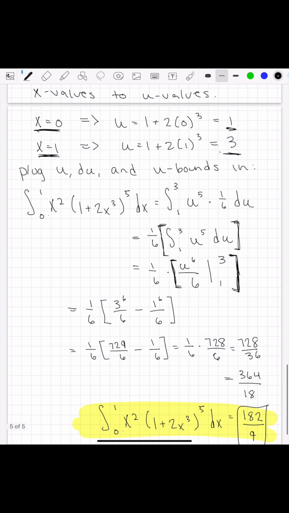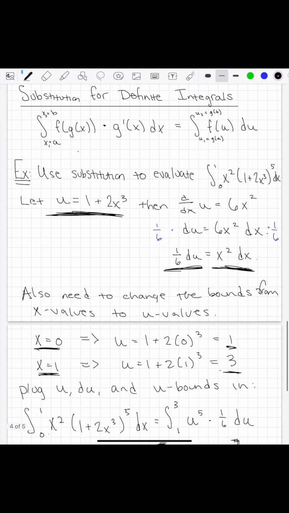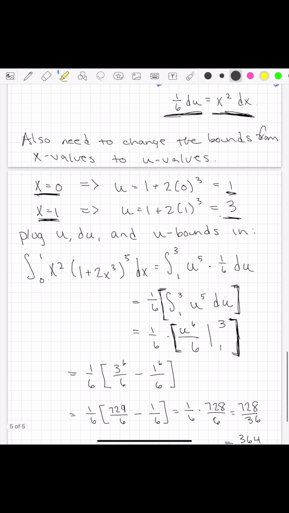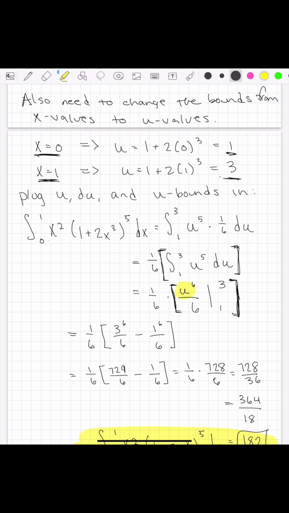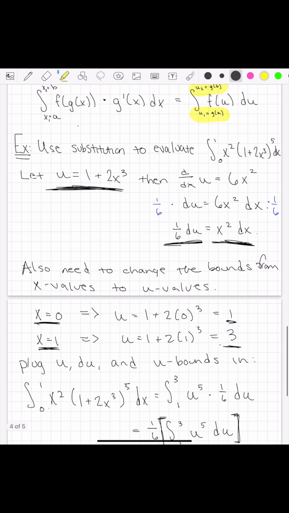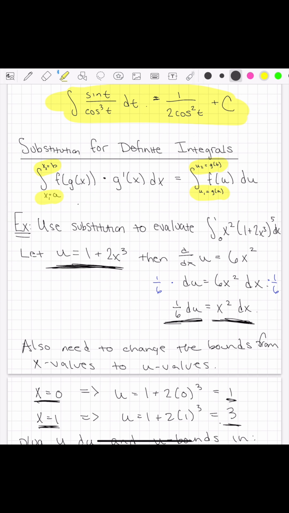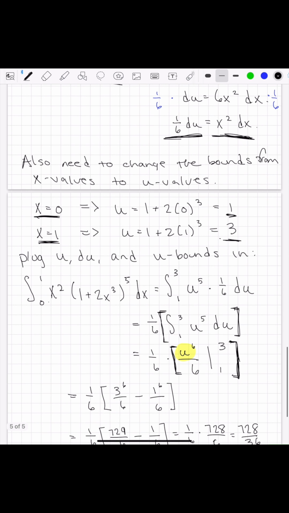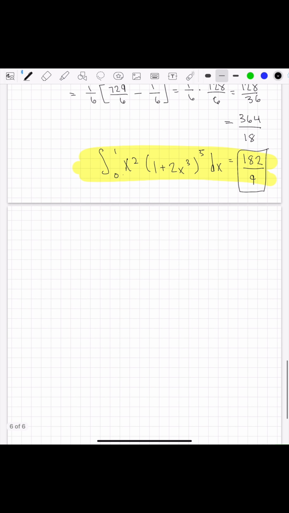Okay, so let's talk about another way you can do this, right? Either you can transform the bounds into u bounds and plug them in for u, or you can keep them as x bounds and wait until you turn the equation back into an x equation to plug in the bound. I'm going to do that in the next example, the second technique for definite integrals. So whichever floats your boat.